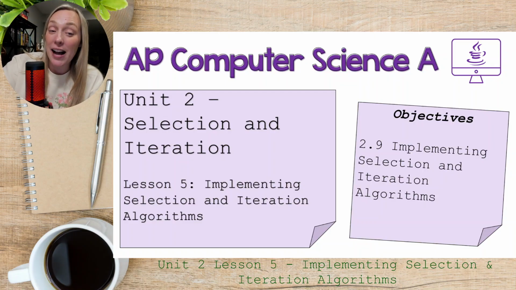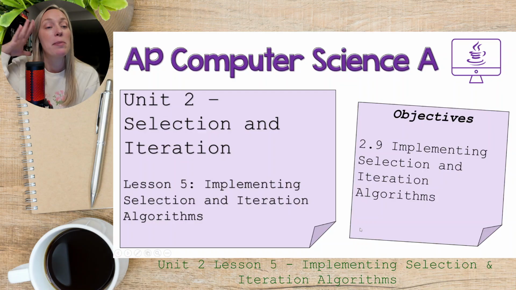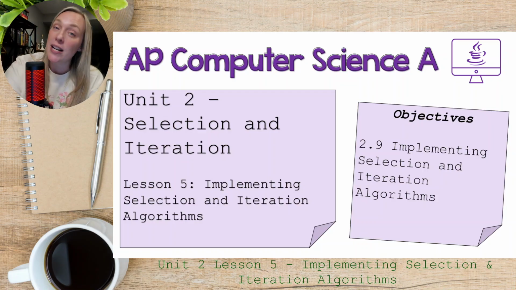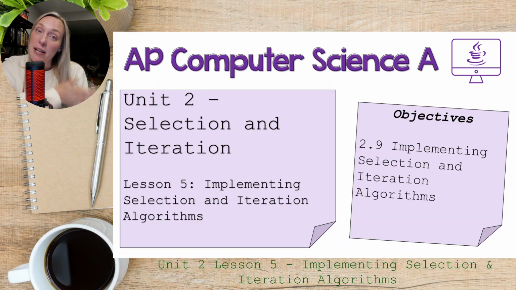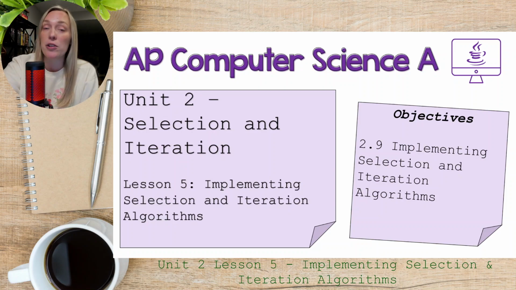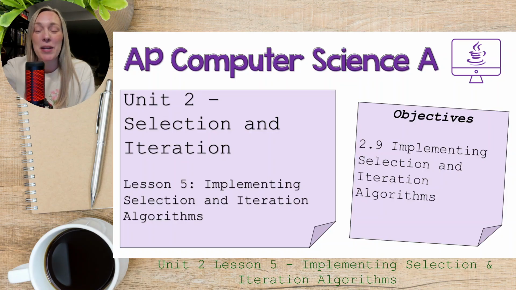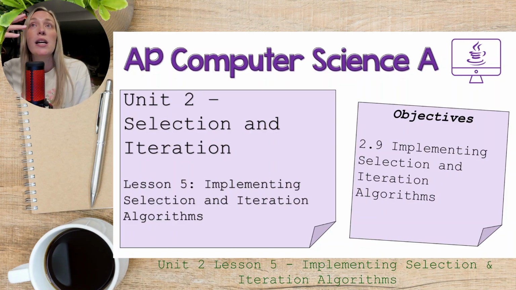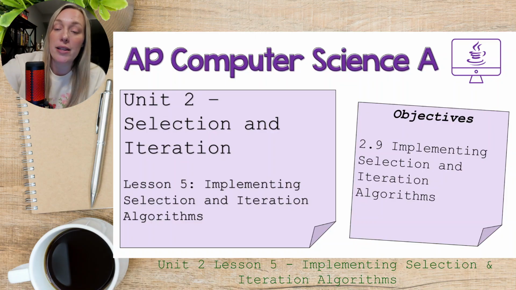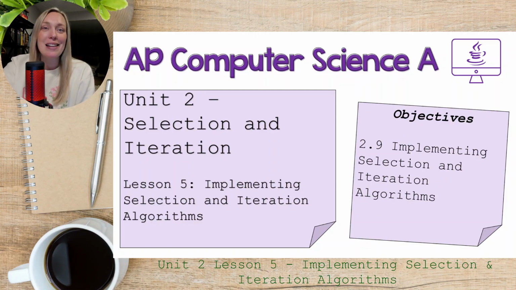We are on Lesson 5 in this unit, and Lesson 5 deals with implementing selection and iteration algorithms. So while we've learned about the if statements, we've learned about the while loop, we're going to see how we can kind of combine them now into helping us code programs that we want, right? So we're going to go through some common algorithms that come up quite often in a program, and we're going to go through and just talk about how we start to develop code for these algorithms. So grab some notes, get settled in, and let's go through these together.